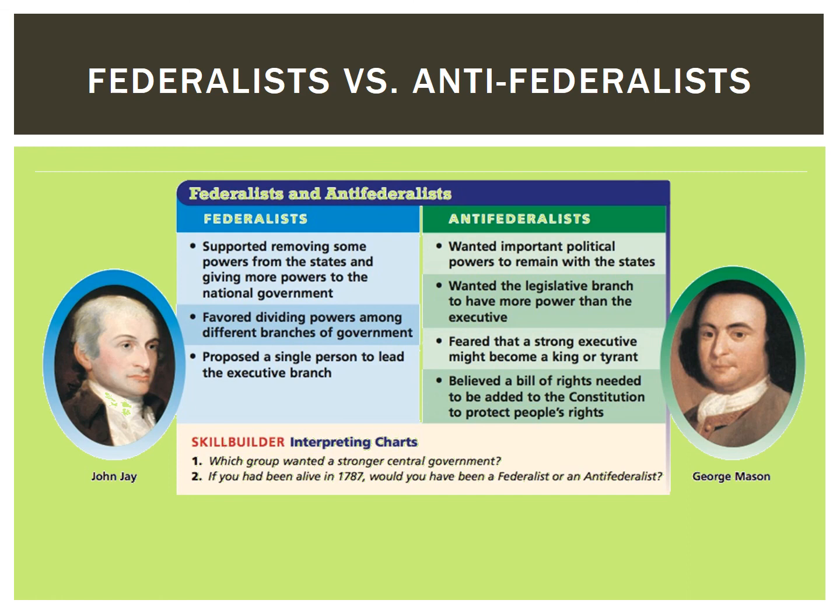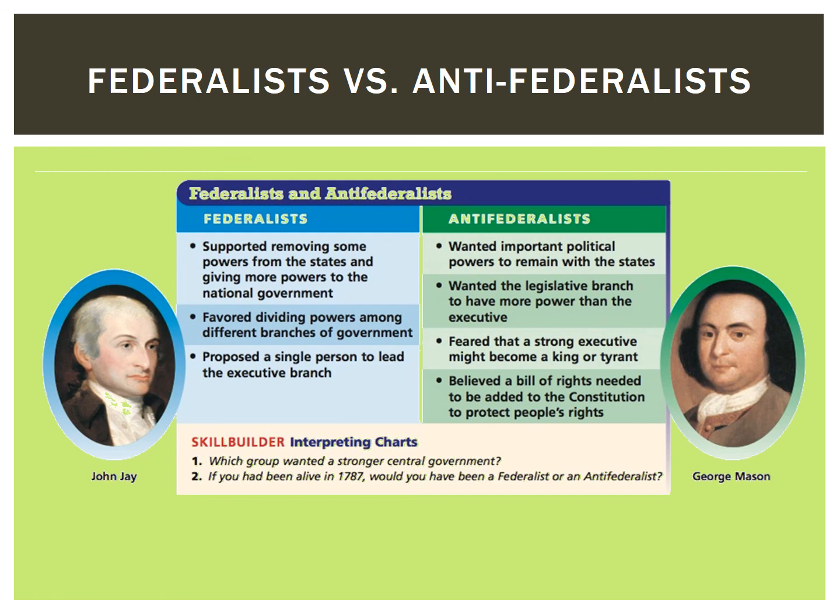A strong federal government is a very strong central government that consists of a legislative branch, an executive branch, and a judicial branch. And that's how we exist today. Anti-Federalists wanted to give all the powers to the states and therefore have the states govern themselves for the most part, with the federal government being very weak in the process. The Federalists supported removing some powers from the states and giving more powers to the national government. The Federalists favored dividing powers among different branches of government, so we had checks and balances.